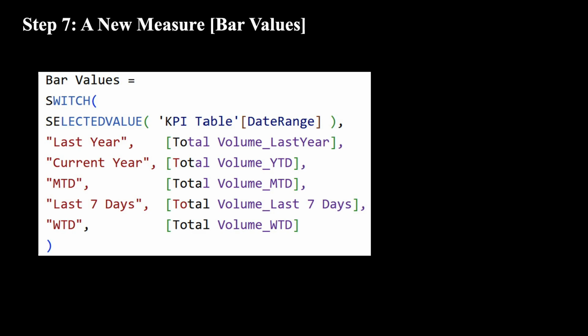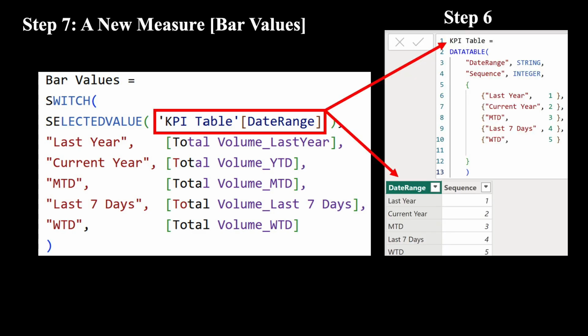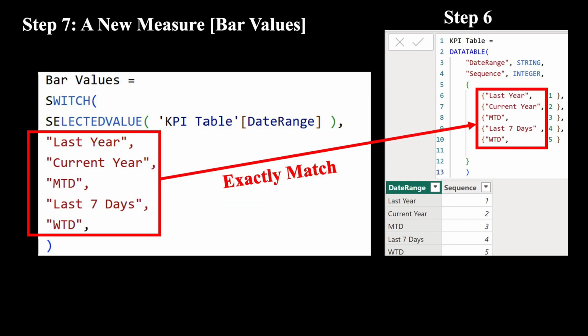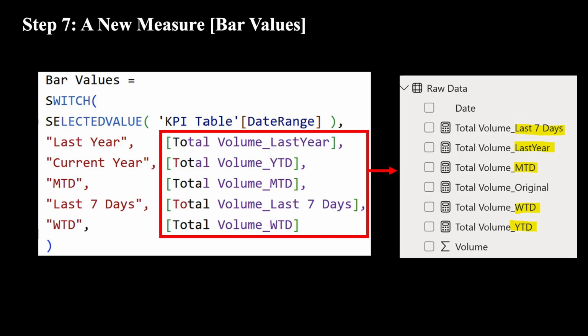Step 7 is to create a new measure for the bar values. It is grabbing data from the new table in step 6, and the names in the highlighted section need to exactly match what we put in the new table created in step 6. And finally, put in the corresponding measures we created before for each time period.